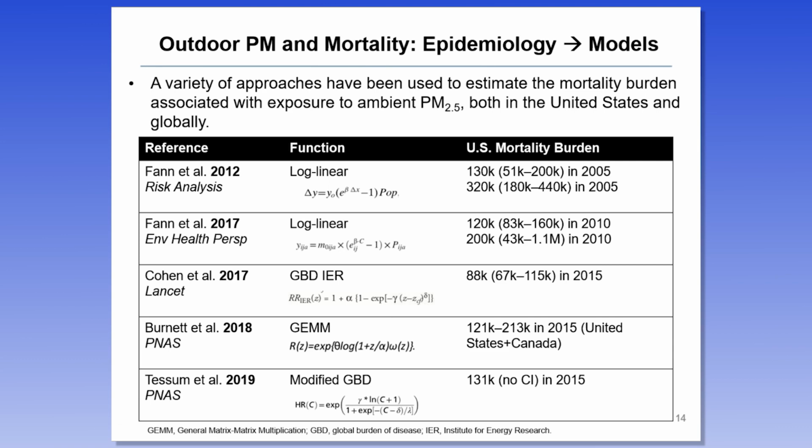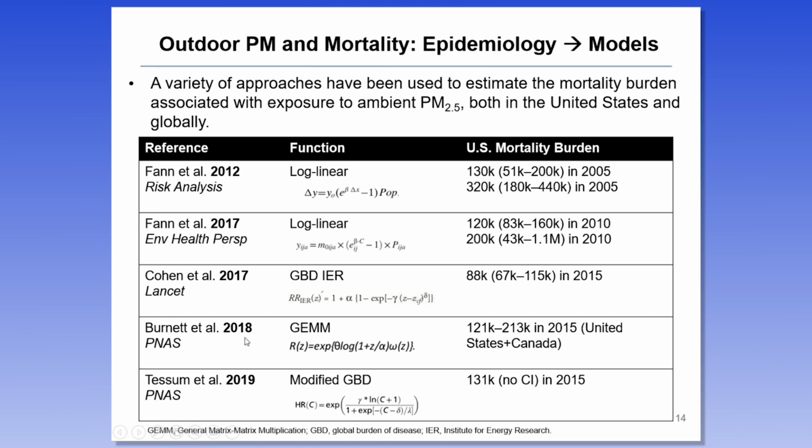It's a very similar function as before, but with some modifications and a few different parameters, and fit to a wider variety of PM2.5 concentrations and just a couple of core health impacts, or different types of health outcomes related to mortality. And so they came up with an estimate of about 88,000 deaths attributable to ambient PM2.5 exposure in the year 2015, with a confidence interval from, say, 67 to 115K or so. So a little bit lower than some of these other estimates, and there are a few reasons for that.